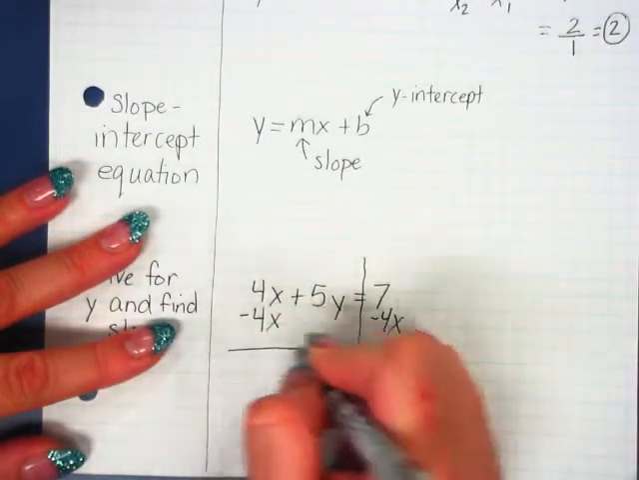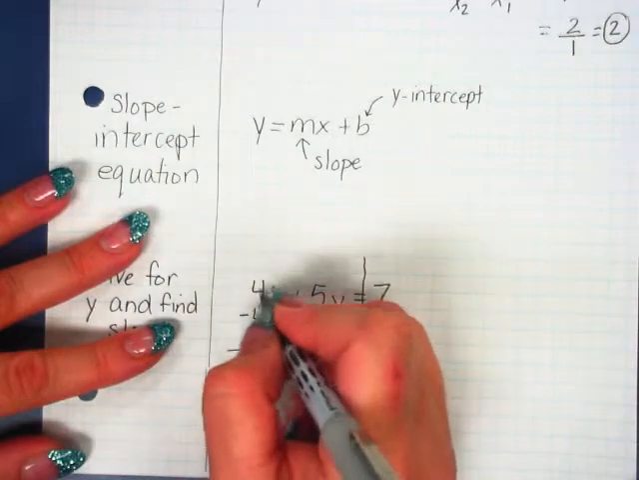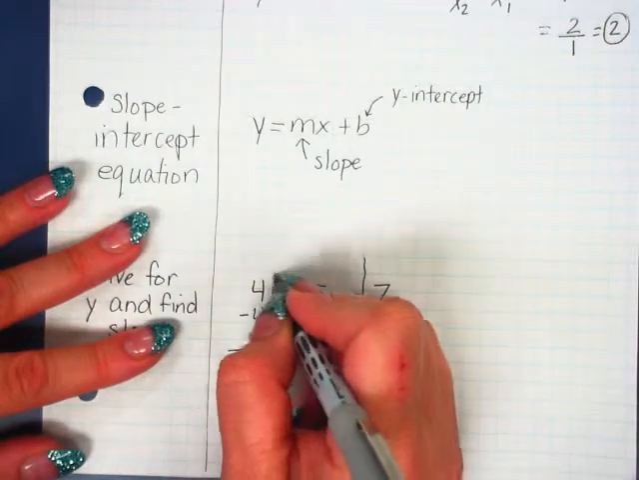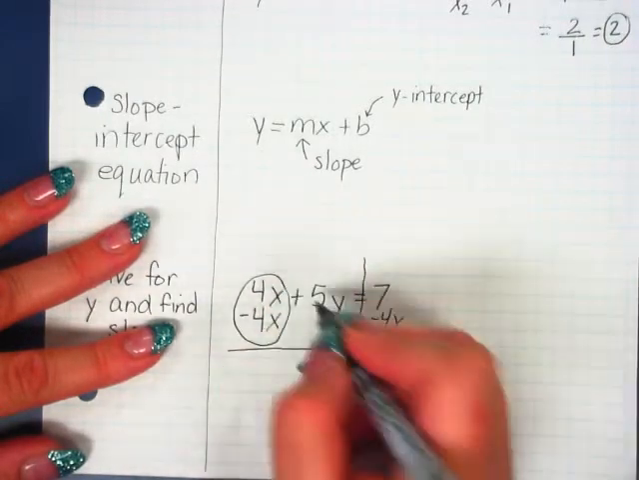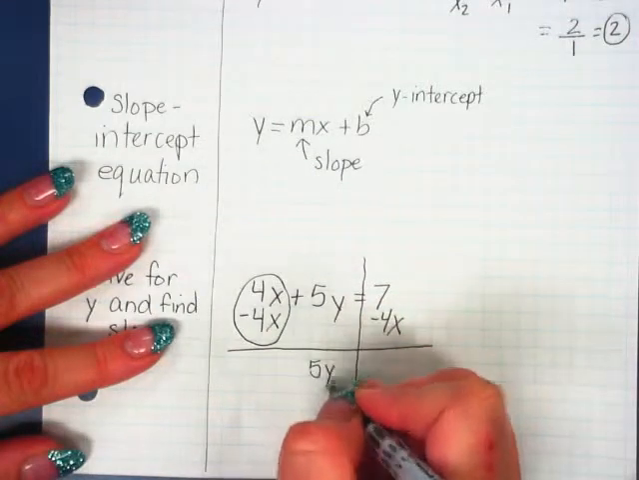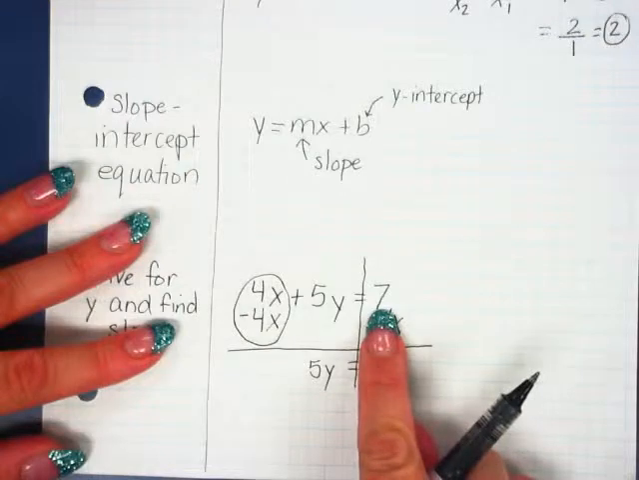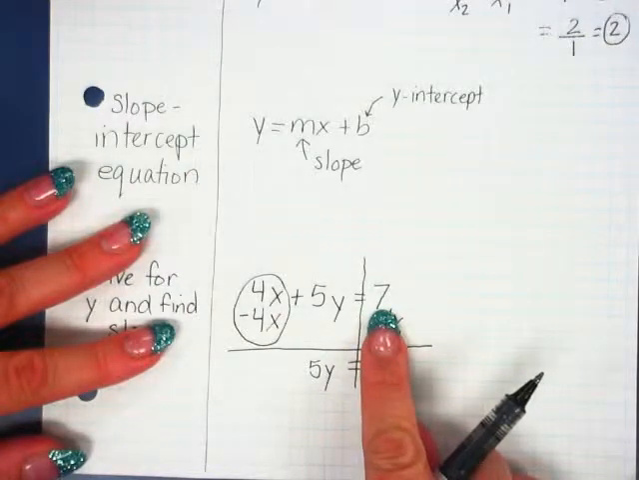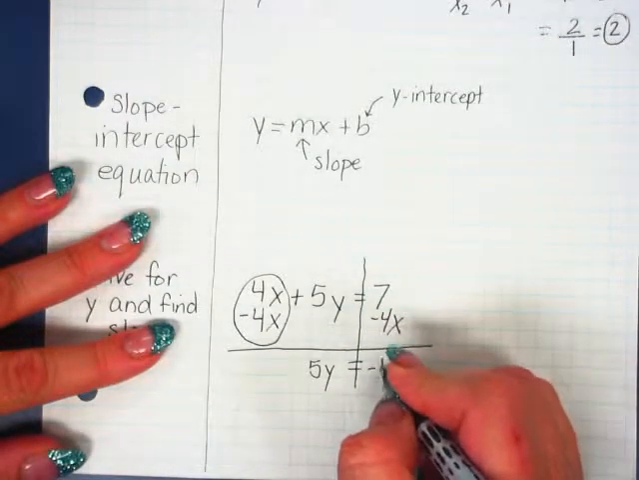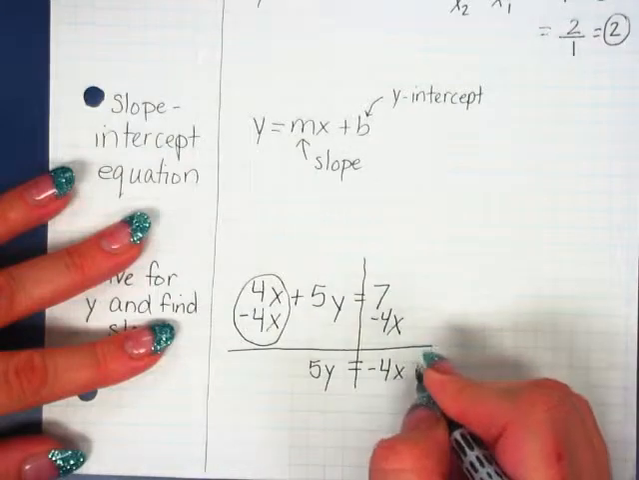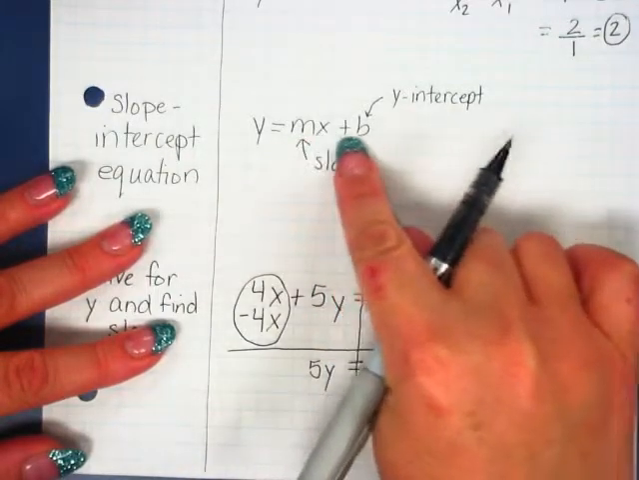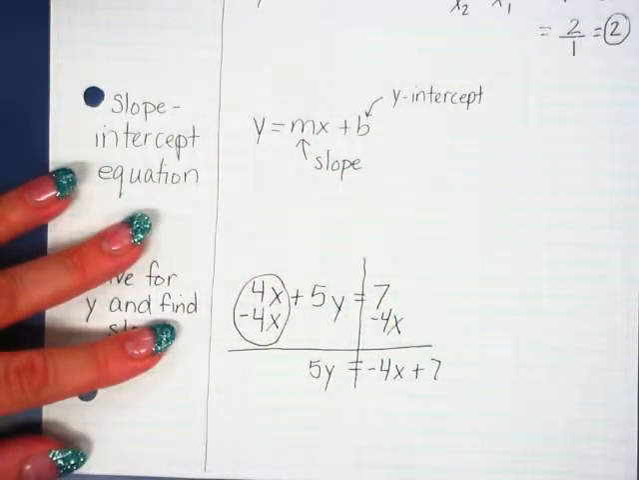Remember, candy, corn, and Smarties. This is 4x minus 4x. That gives us our 0. Bring down our 5y. Bring down our equals. This is a 4x, and this is a 7 with no x. They're candy, corn, and Smarties. I'm going to put the x first because that's how the equation has it up here. Mx plus b. So I'm trying to stay in that format.